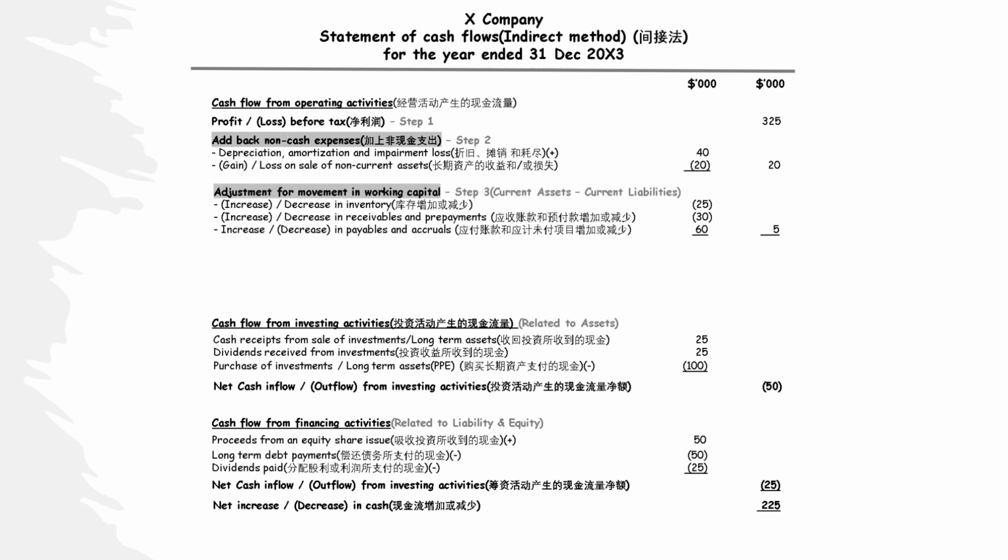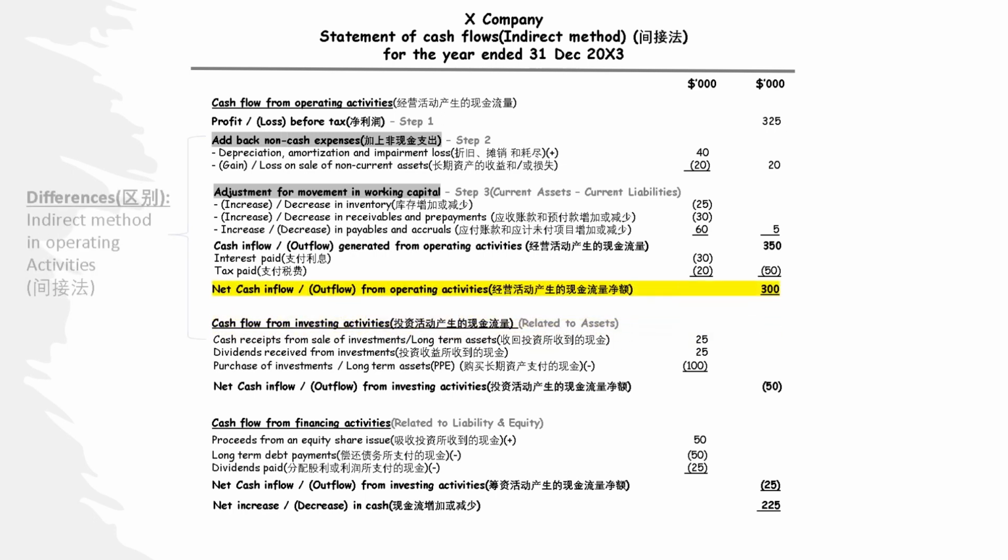Next, take into consideration adjustments for movement in working capital such as inventory, receivables and prepayments, and payables and accruals. Lastly, deduct interest and tax paid to arrive at net cash flow from operating activities.